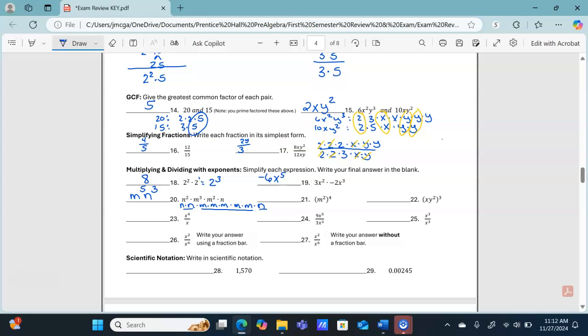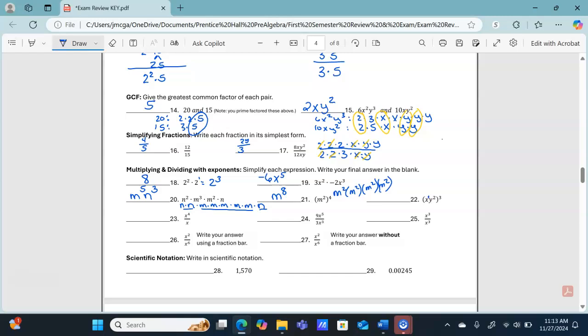21 and 22 is power to power. When we raise a power to a power, we multiply. So m squared to the 4th is m to the 8th. And again, the reason for that is because m squared to the 4th is m squared times itself 4 times. 2, 4, 6, 8. That's where that 8 came from.